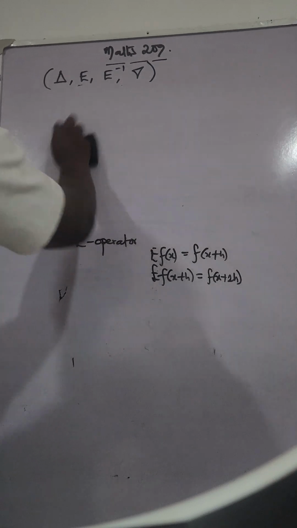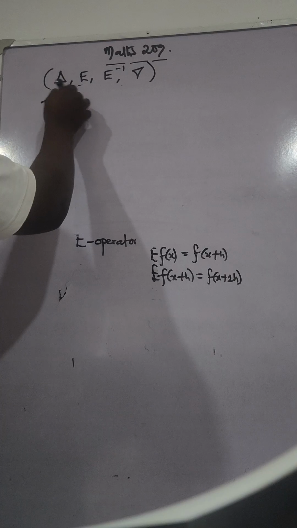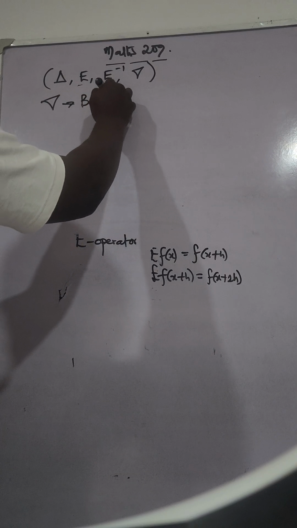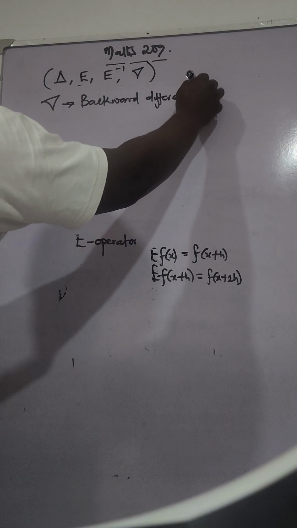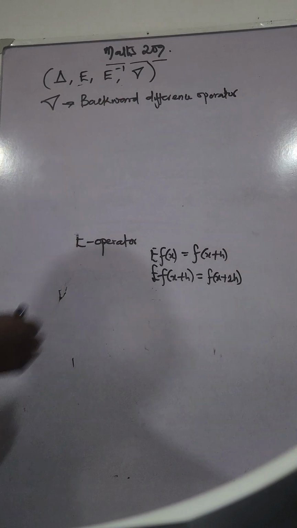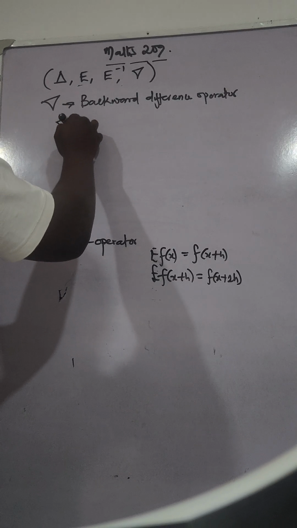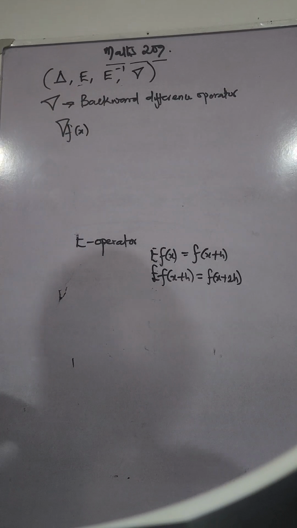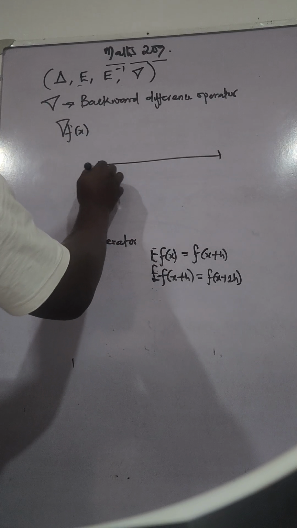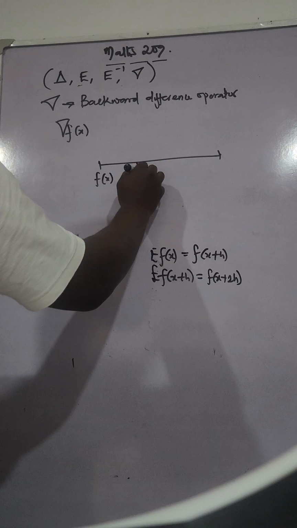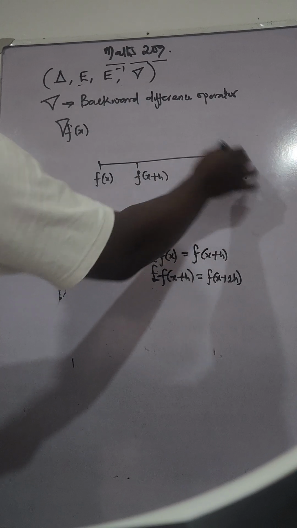Now, having said that, in that same kingdom, the man met me and he was telling me that this guy is called the backward difference operator. And what he told me was quite funny. He said the backward difference of f of x. Now let's draw the number line just as we did for forward difference. If this is the number line and we call this place f of x, we call this place f of x plus h, we call this place f of x plus 2h.